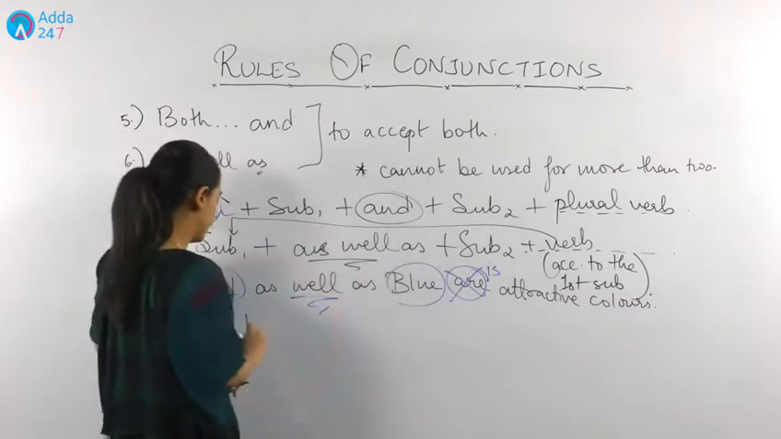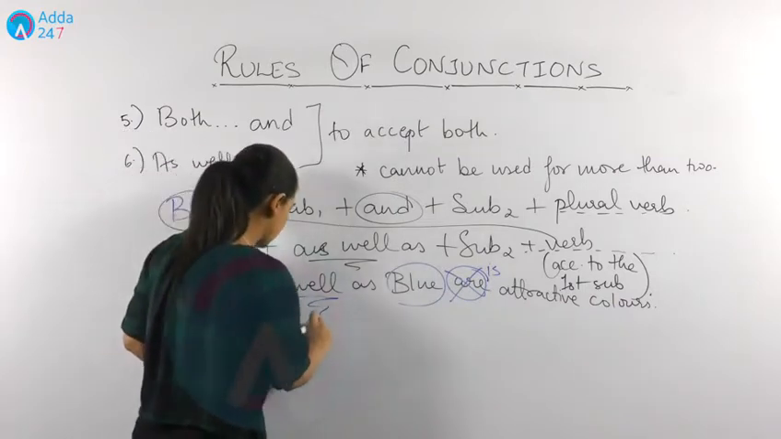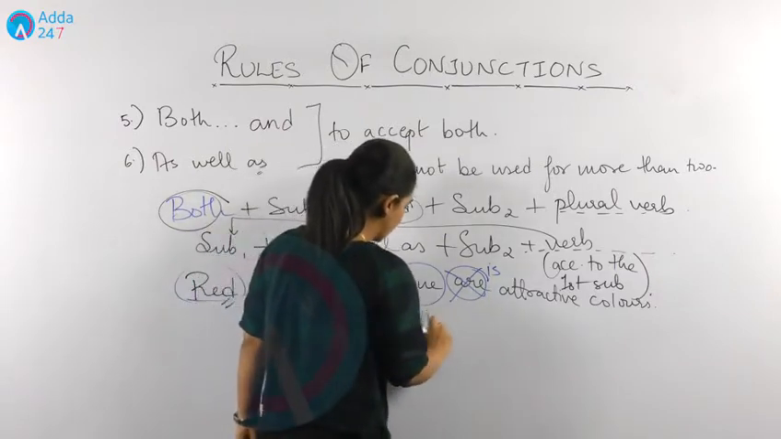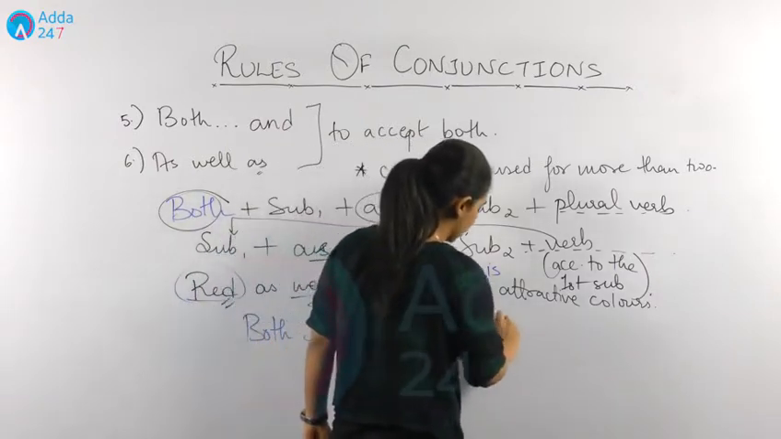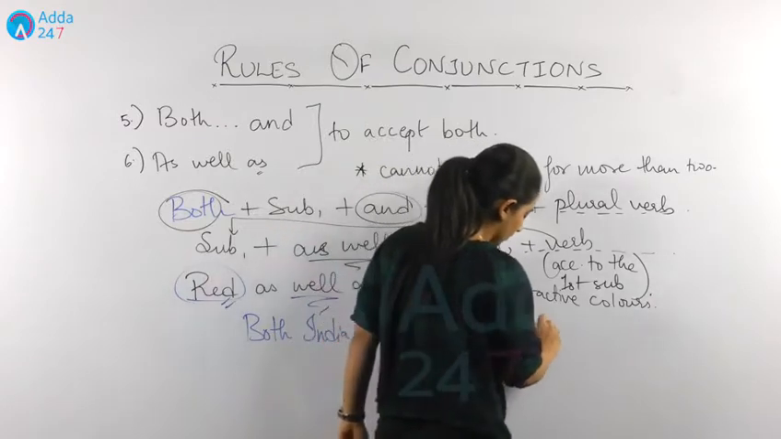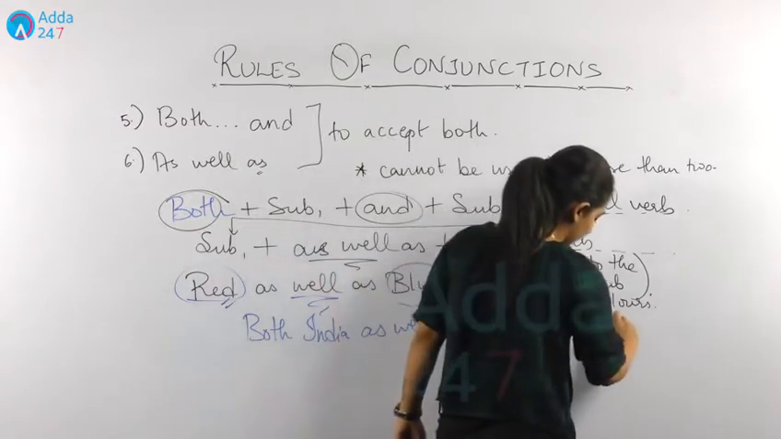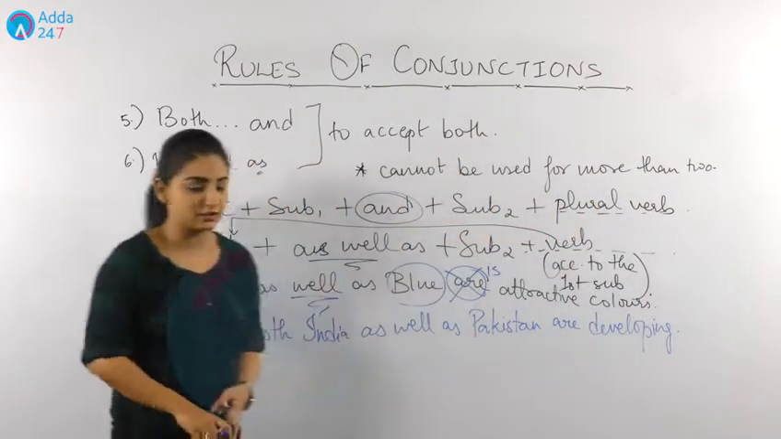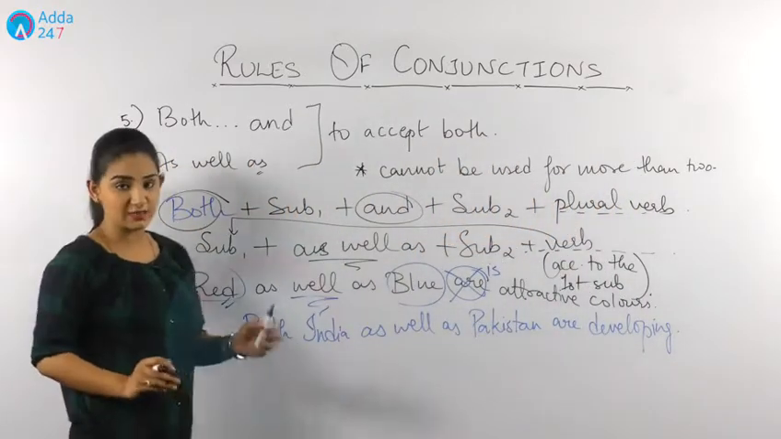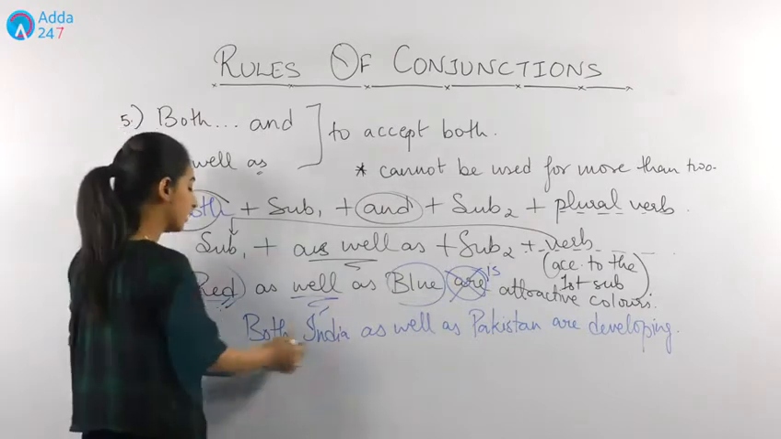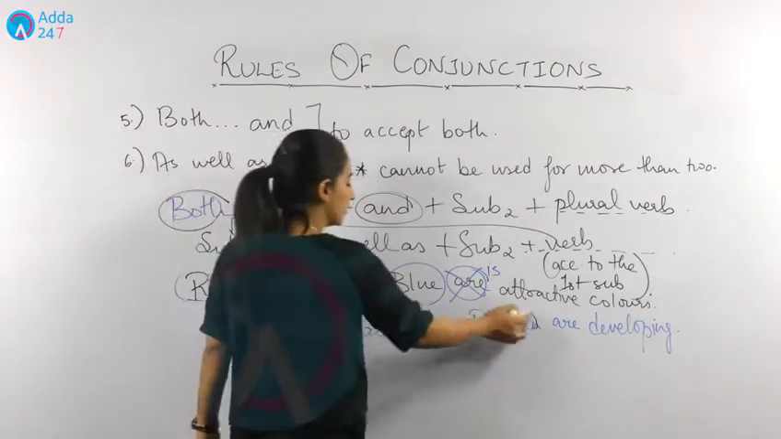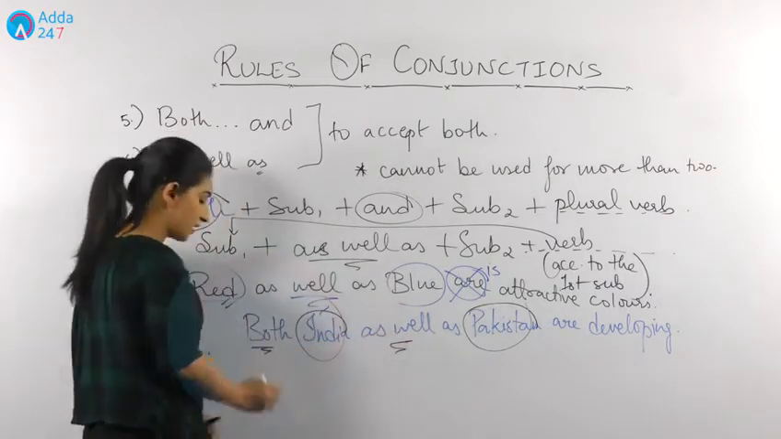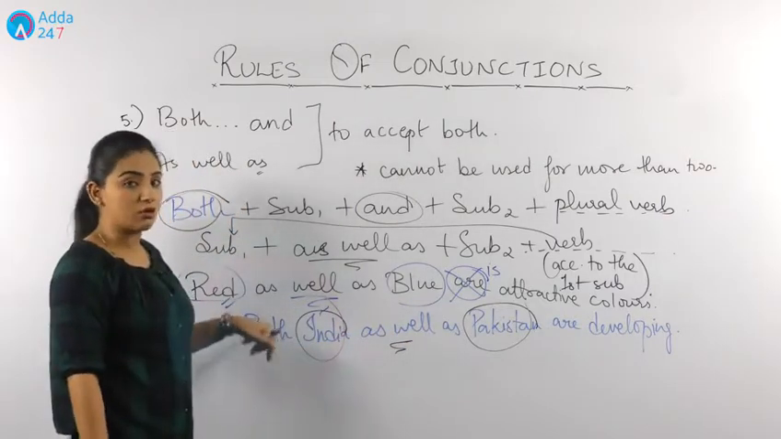Again, if I write, both India as well as Pakistan are developing. Now can you tell me the sentence is correct or incorrect? Both India as well as Pakistan are developing. Here we have India as the first subject, the second subject is Pakistan, joined by as well as, and again we have placed both also.